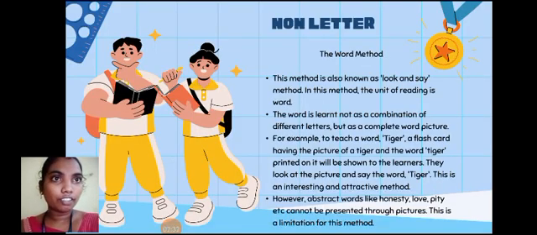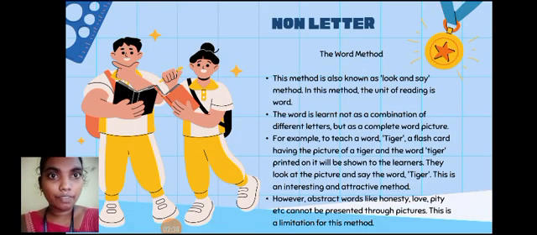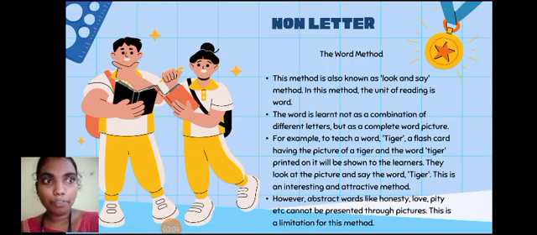Then the non-letter method. In this non-letter method, first the word method. The word method is also known as the look and say method. For example, show the picture of a tiger on one side and write "tiger" on the other side, so they learn this is a tiger. Also, it cannot express abstract words like honesty, love, pity, etc., which cannot be presented through pictures. This is a limitation of the method.